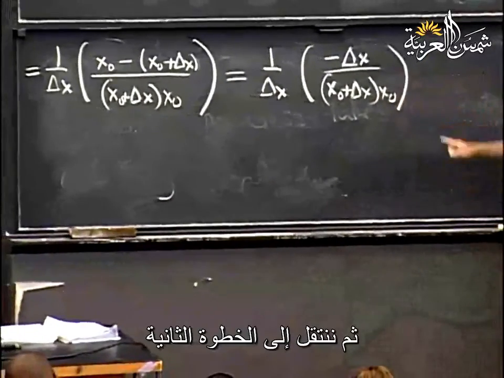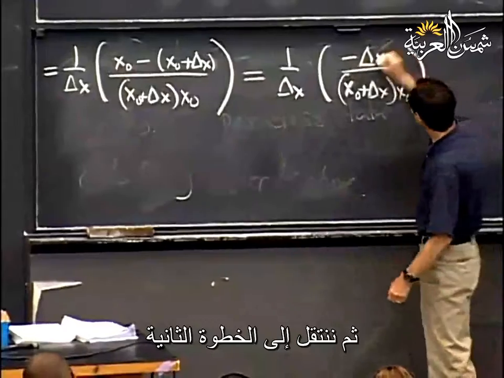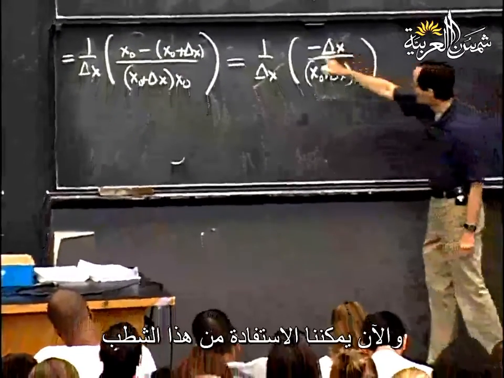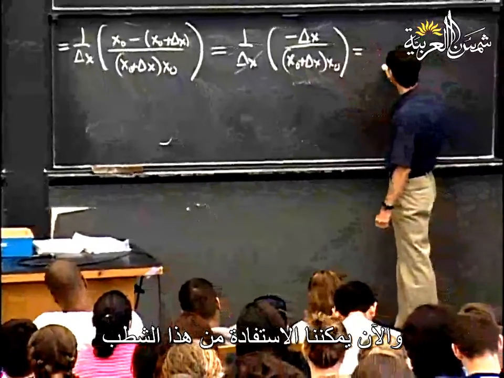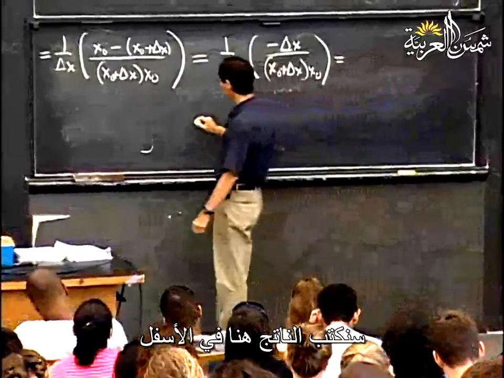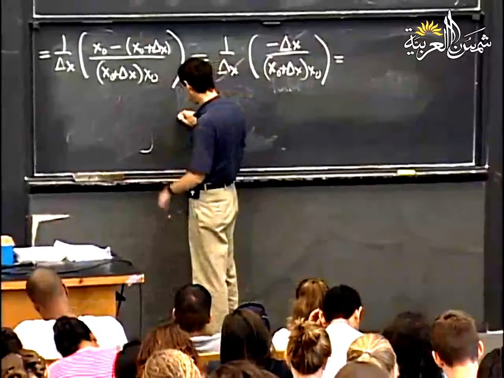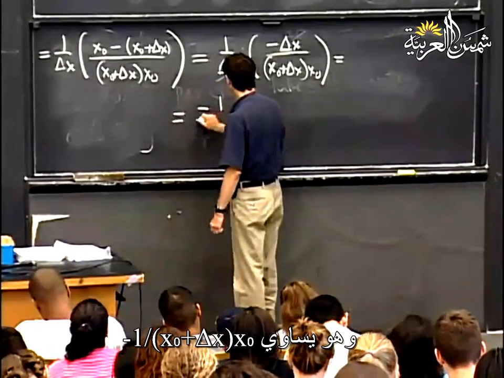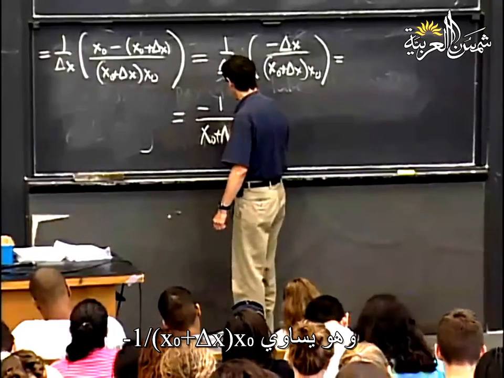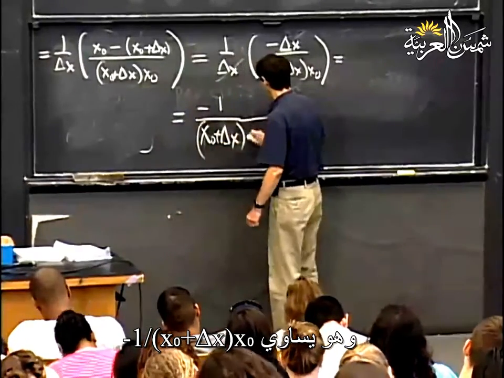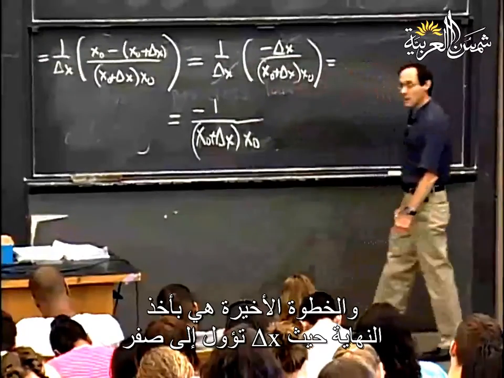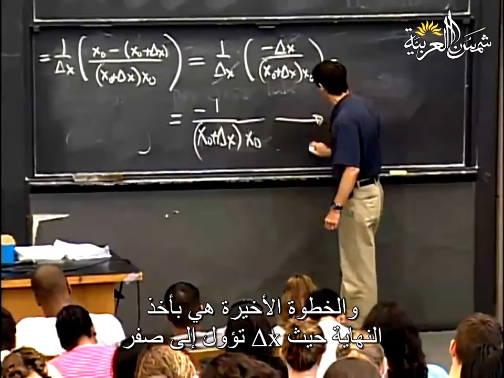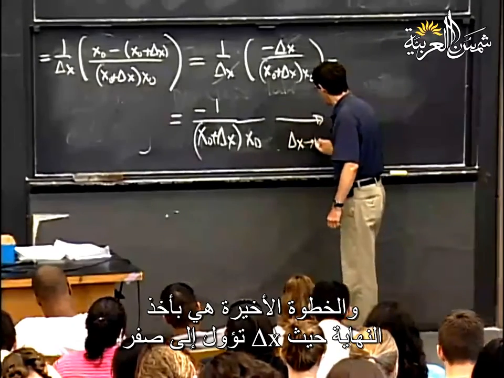And then the second step is that these two expressions cancel, right? The numerator and denominator. Now we have a cancellation that we can make use of. So we'll write that under here. And this equals minus 1 over x0 plus delta x times x0. And then the very last step is to take the limit as delta x tends to 0.